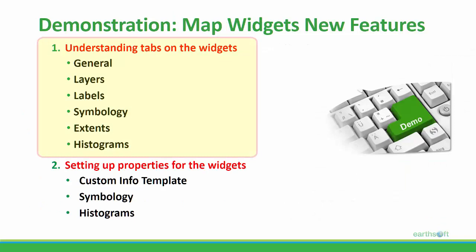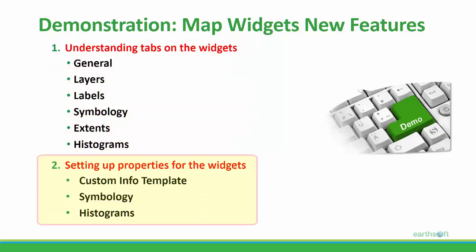I'd like to do a little demonstration now. We'll understand the different tabs in the map widget, and then we'll go and set up some new features that I was just talking about, such as symbology, histograms, or custom info templates. So let's go to EQuIS Enterprise.